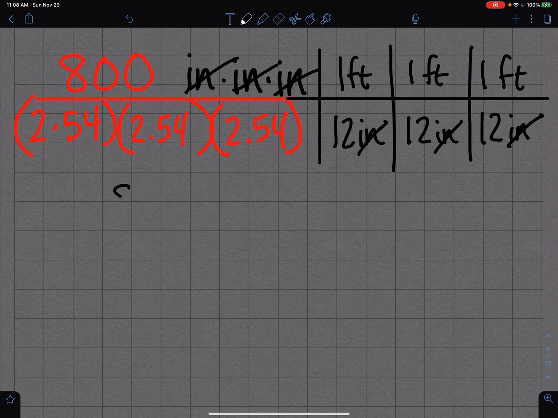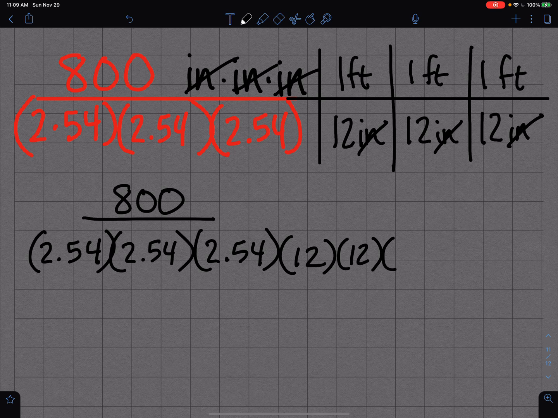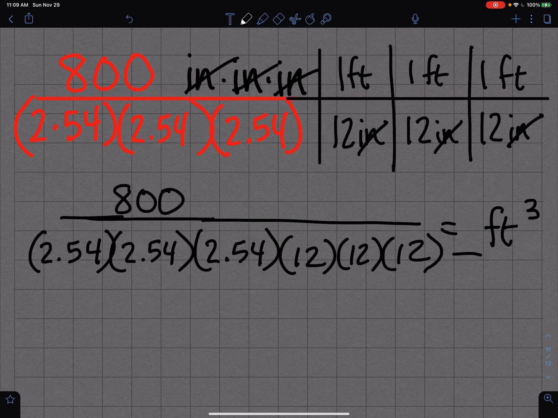Now, what do I have all together? I have 800 on the top, and on the bottom 2.54, 2.54, 2.54, 12, 12, 12. And if you do all of that math, you will get something in feet cubed. I don't know what that is, and neither does the book, because that's how they wrote it.